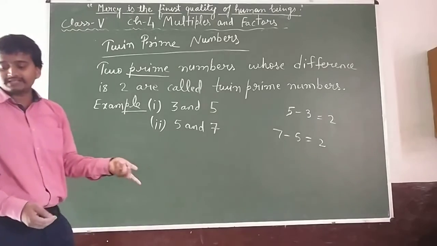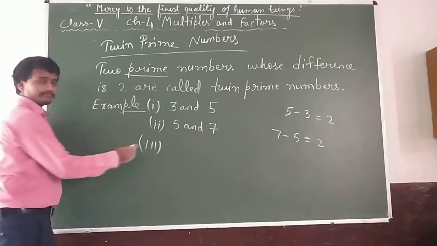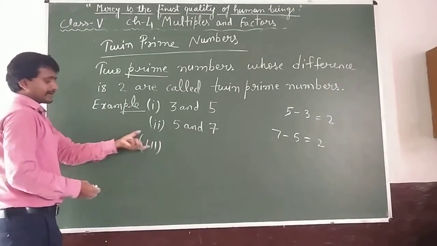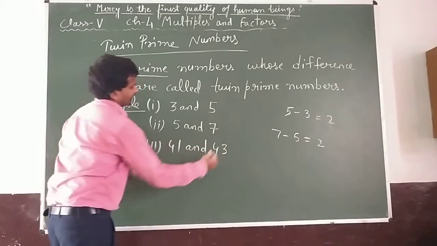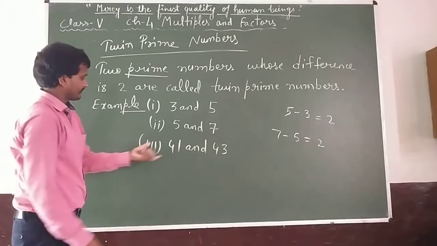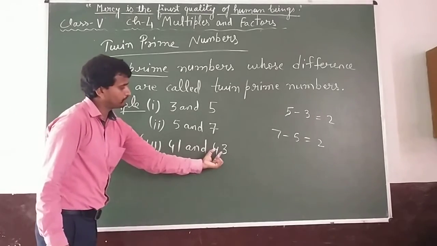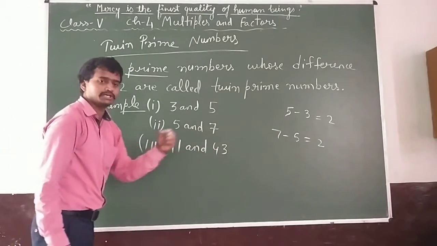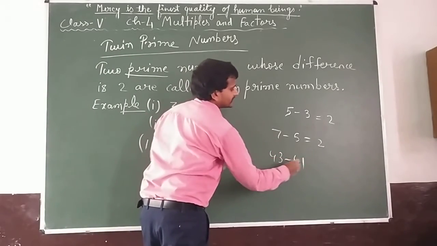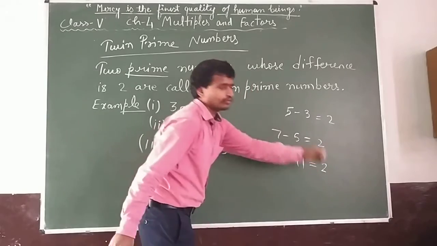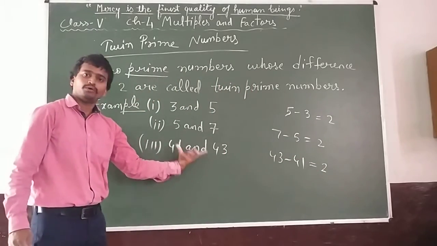Similarly, there are many examples. Third one is 41 and 43, both are prime. 41 is prime, 43 is prime, and difference between them is 43 minus 41. Difference is 2. That means these are also twin primes.